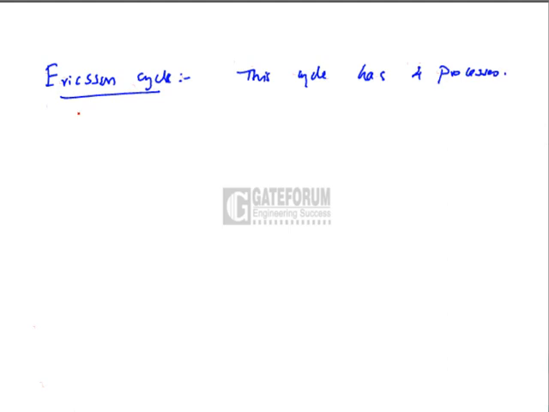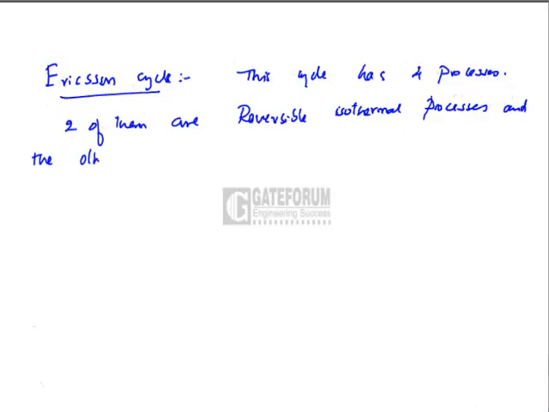Now I shall discuss the Ericsson cycle. This cycle has 4 processes. 2 of them are reversible isothermal processes, that is isothermal compression and isothermal expansion, and the other 2 processes are isobarics, reversible isobarics.